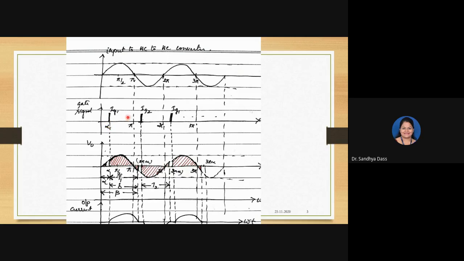Okay. So after pi, when the input is going negative, you are giving a gate pulse to the gate terminal of thyristor T2. All right. So after 2 pi, you are giving a gate pulse to the gate terminal of thyristor 1.